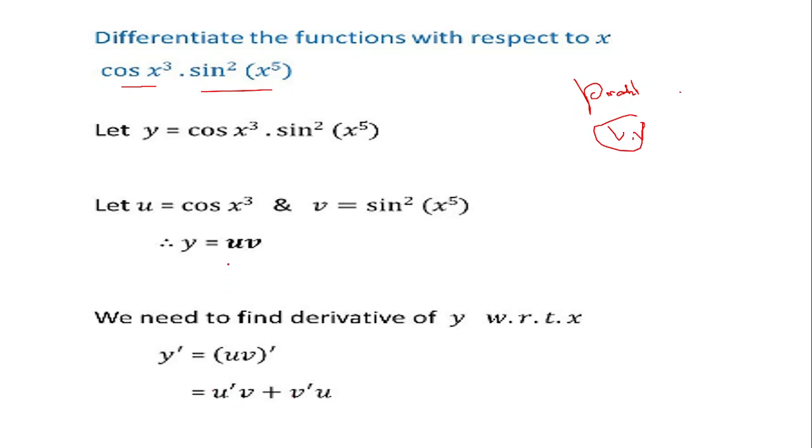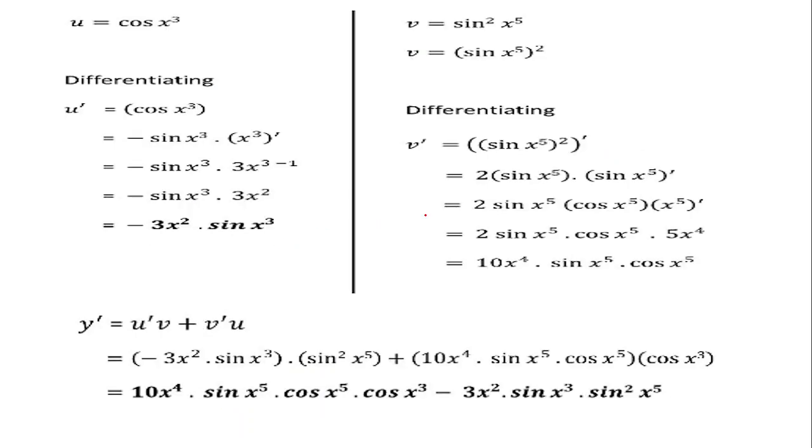I am repeating here. First you should know that the differentiation of u into v will become u dash into v plus v dash into u. That means differentiation of u into v plus differentiation of v into u. This I can write like this. Now I take it the same way as the previous problem. Let me take this cos cube as u and sine square of x to the power of 5 as v. Let me differentiate separately.